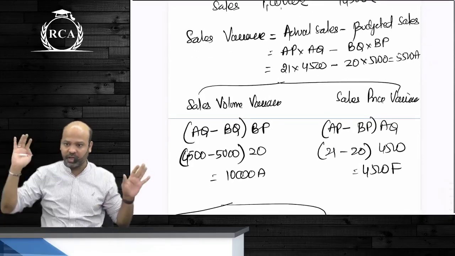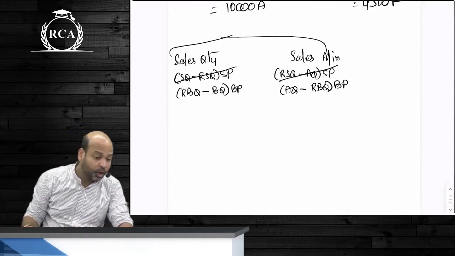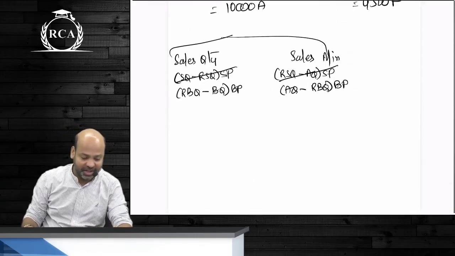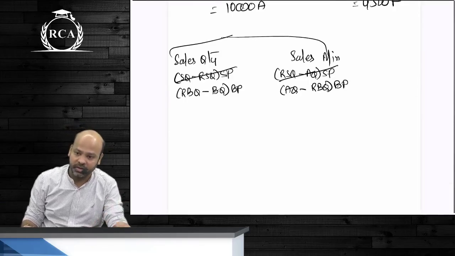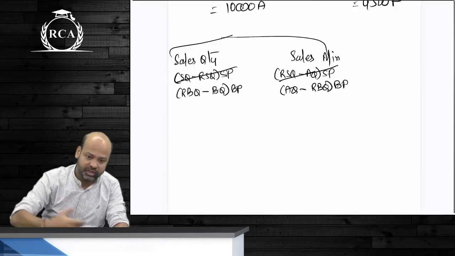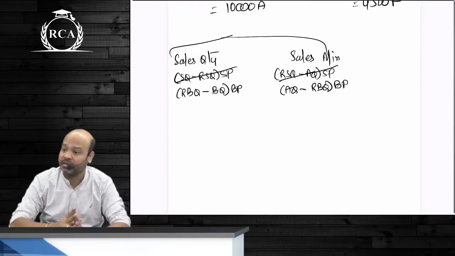That is overall sales variance is segregated into sales volume variance and sales price variance. Quantity variance is further segregated into market size variance and market share variance. Why did your sales change? Did the overall industry increase? If yes, that is market size variance.